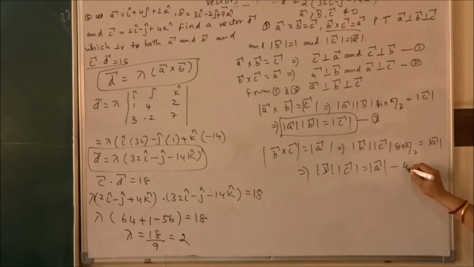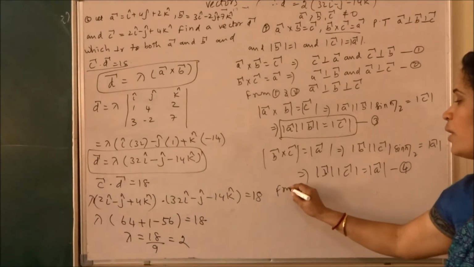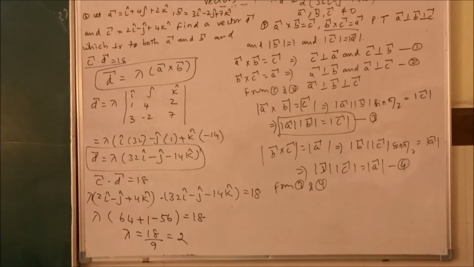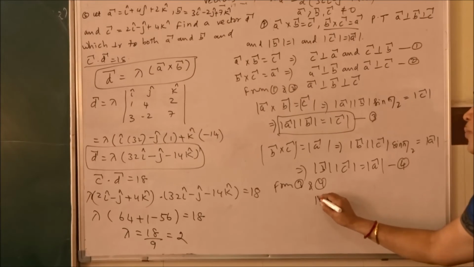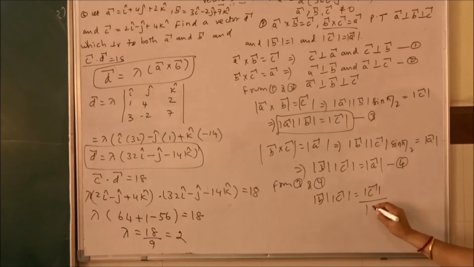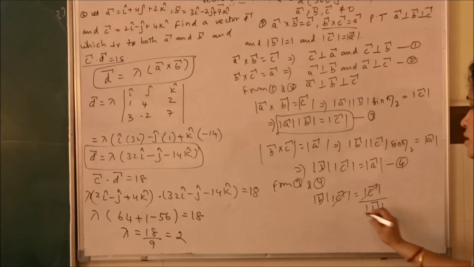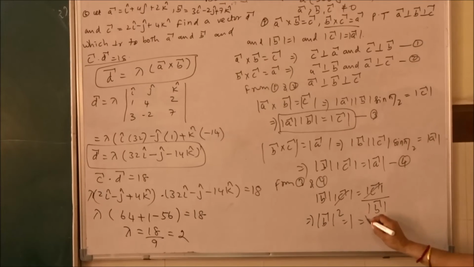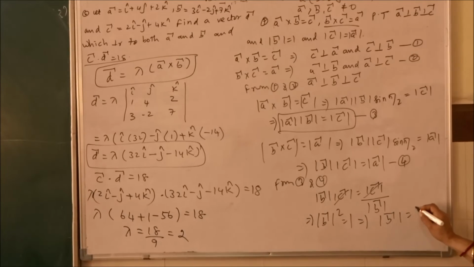Now this is result number 4. From 3 and 4, I am substituting the value of magnitude of A vector here. So magnitude of B vector into magnitude of C vector equals magnitude of C vector upon magnitude of B vector. Magnitude of C vector cancels. This implies magnitude of B vector squared equals 1. This implies magnitude of B vector equals 1.